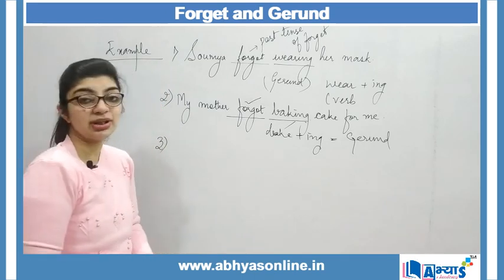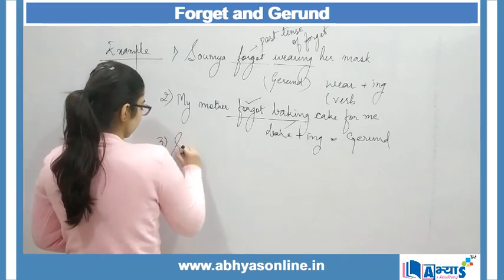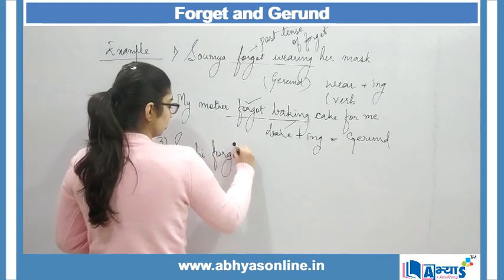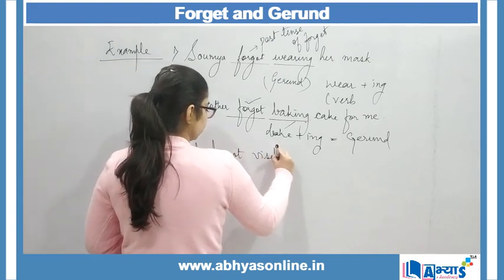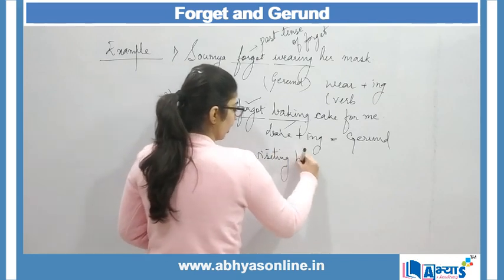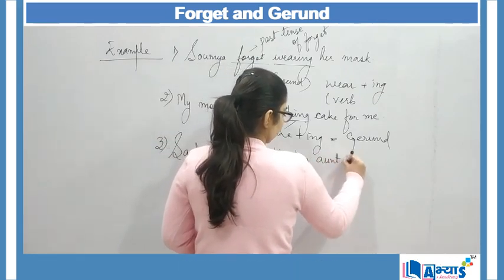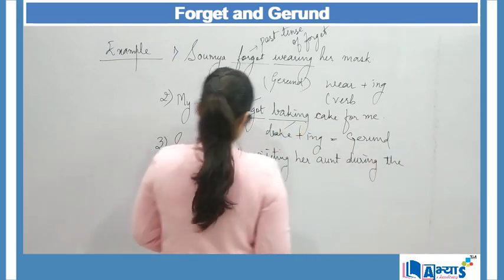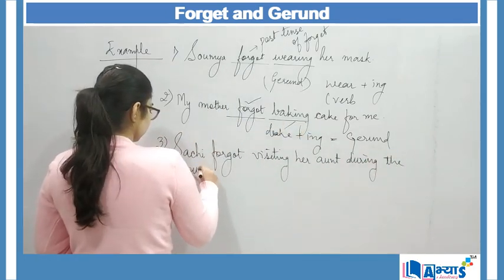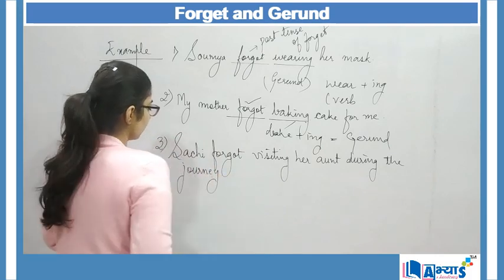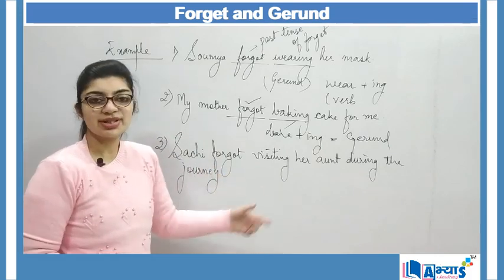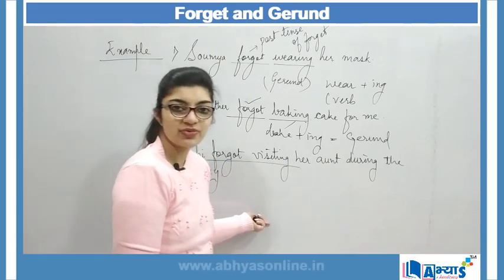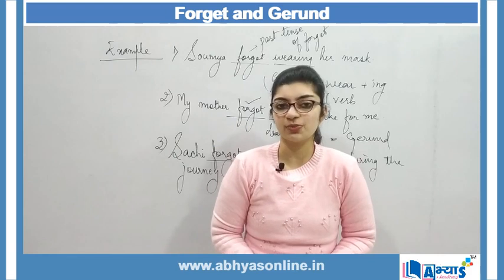Another example can be: Sachi forgot visiting her aunt during the journey. Now Sachi forgot visiting. Again, forgot visiting. It is a clear example of the concept that we are discussing in this video.